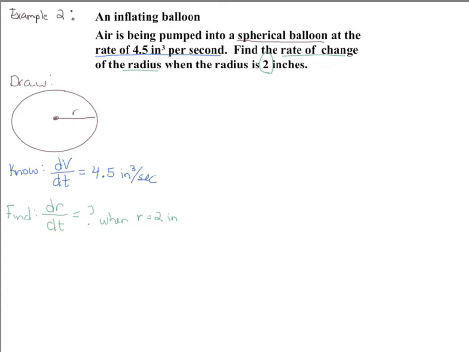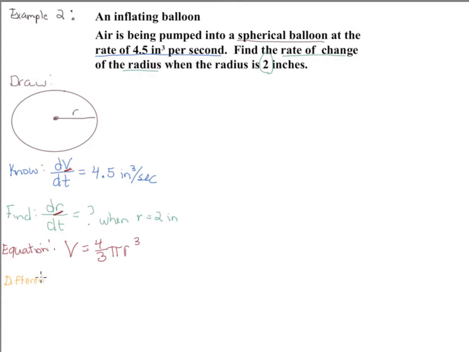Now I'm looking at the variable v and the variable r. So I need to come up with some equation that relates volume with radius involving a sphere, a balloon, something in a sphere shape. So I have to remember my volume of a sphere: volume is equal to 4/3 pi r cubed. And this relates my volume with my radius.